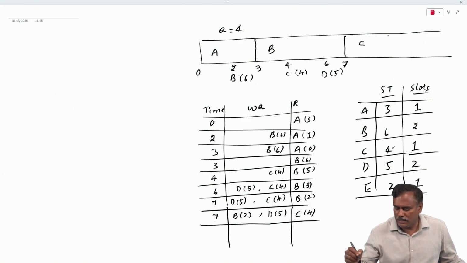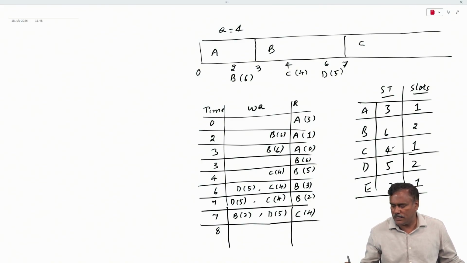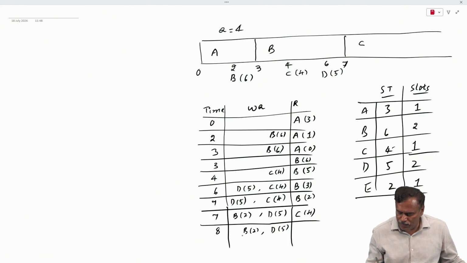But while this C was in progress, after 1 unit of time, that is at the 8th interval of time, a new process is entering, namely E, which needs a service time of 2, and you are going to add it at the back of the queue. Already these processes were there in the queue, D and B. So at the 8th interval of time, a new process enters the queue, which needs a service time of 2 units.